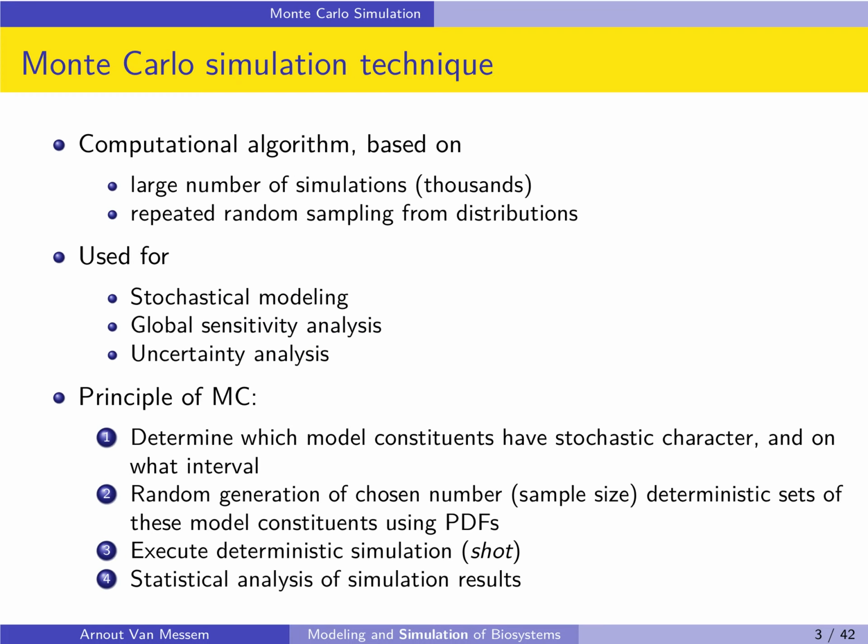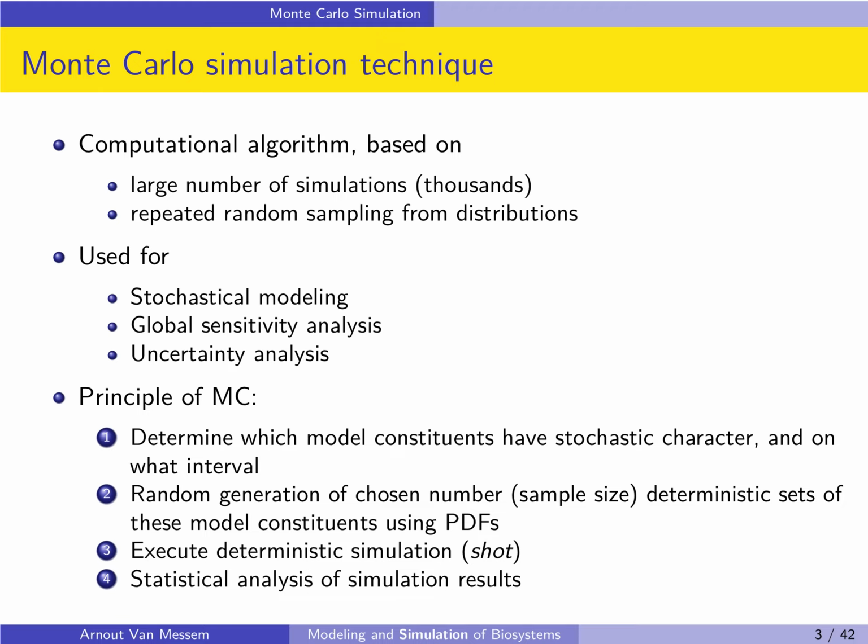A Monte Carlo simulation is a computational algorithm, so it happens completely in silico. This algorithm is based on a large number of simulations, thousands up to 10,000 of simulations, and on repeated random sampling from distributions. This, of course, means that you have to have an idea about the distribution of your variables.